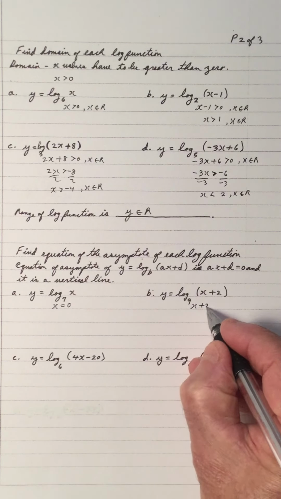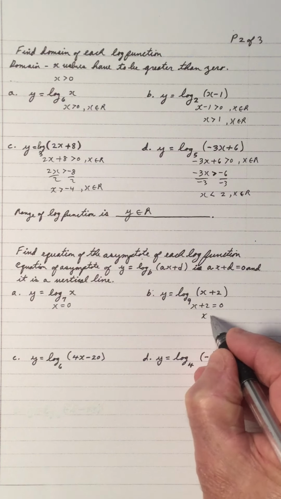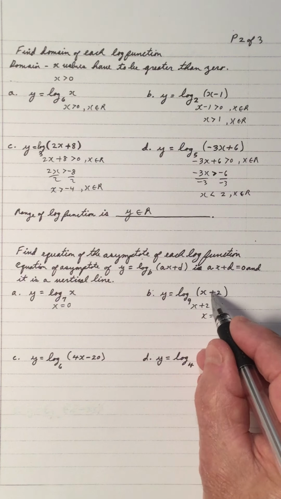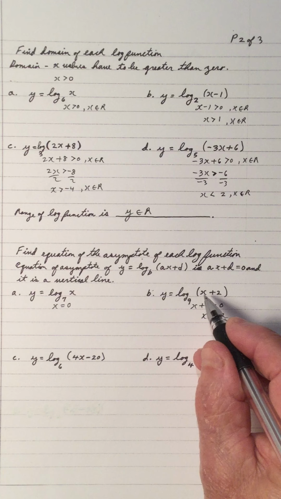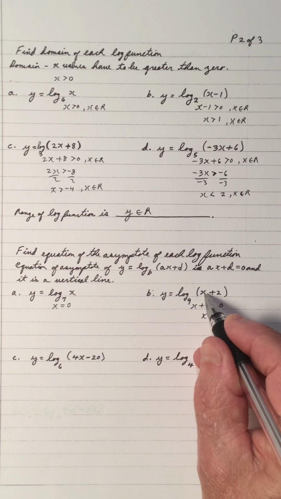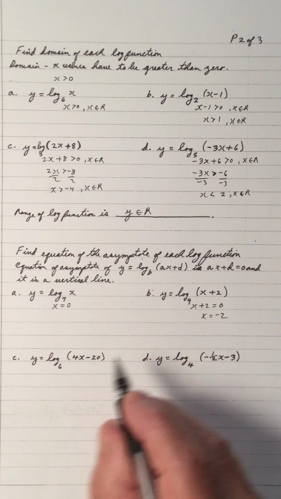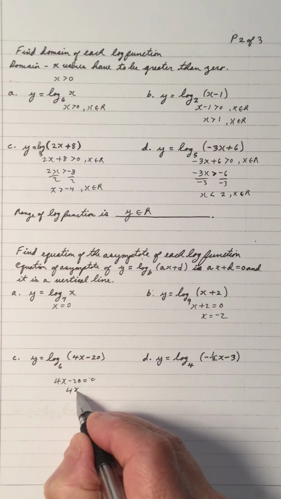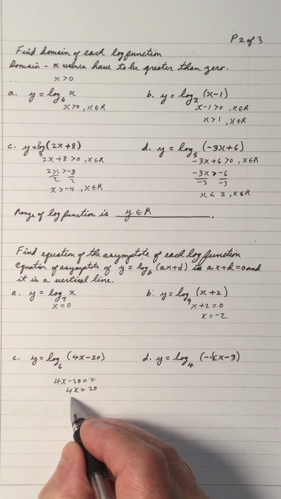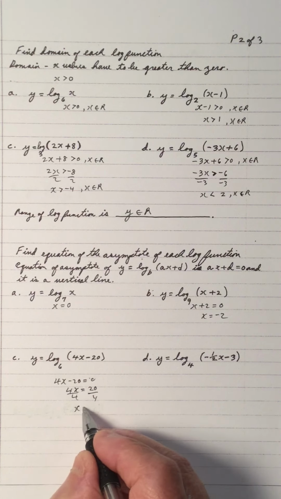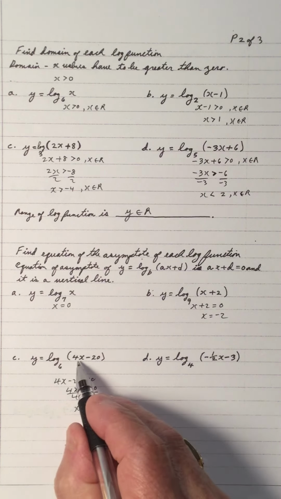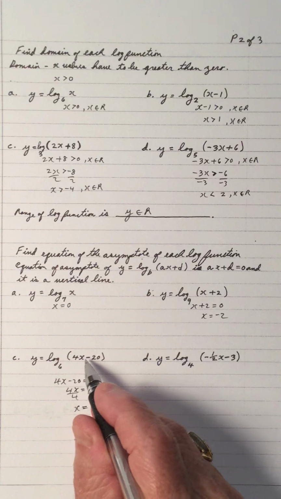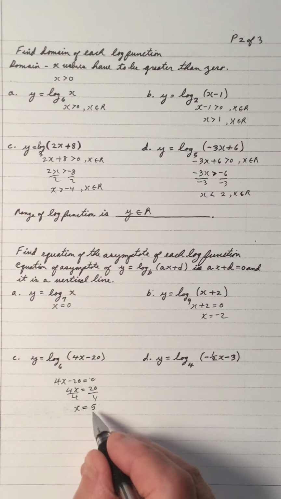Right here we let x plus 2 equal 0. So x is equal to negative 2. So the asymptote is negative 2. When you put a negative 2 here, you get 0. You can't do the log of 0 because the argument has to be greater than 0. And right here we have 4x minus 20 equals 0. 4x equals 20. Divide by 4, we get x is equal to 5. Again, when you put 5 here, you get 4 times 5 is 20. 20 minus 20 is 0. It has to be greater than 0, so the asymptote is the vertical line, x equals 5.